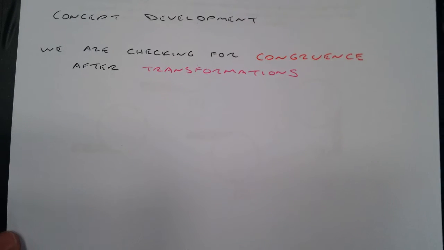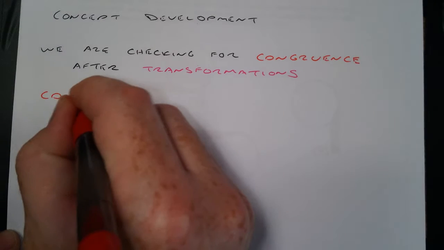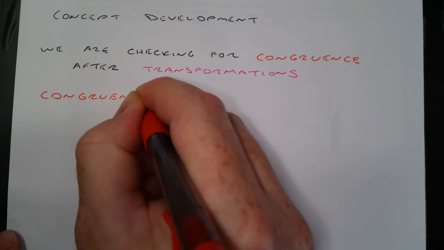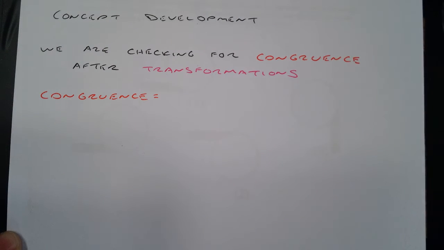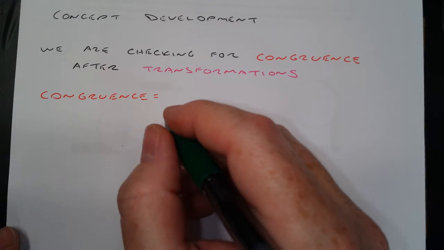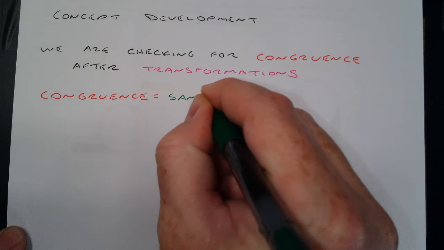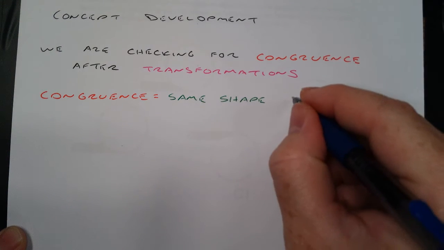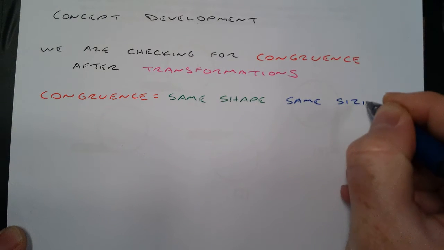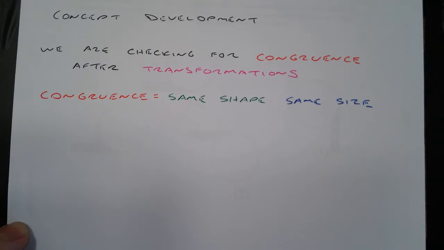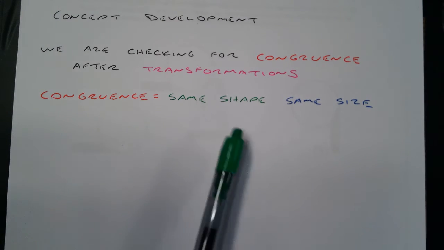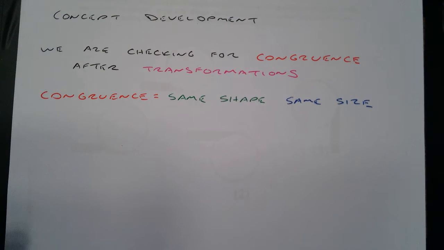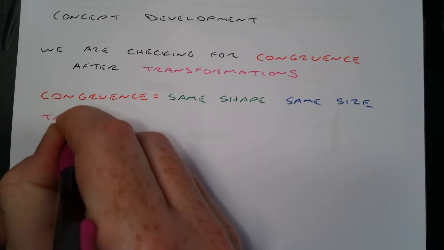So let's talk about these two vocabulary words. Now, congruence, what were we checking in that little activity there? Well, we were checking to make sure that the lines and the angles were the same shape, that a line was the same line, and that they were the same size. So that's what congruence means. Congruence means same shape, same size. So when we were checking with the transparency, we were checking shape and size. We were checking congruence after a transformation.